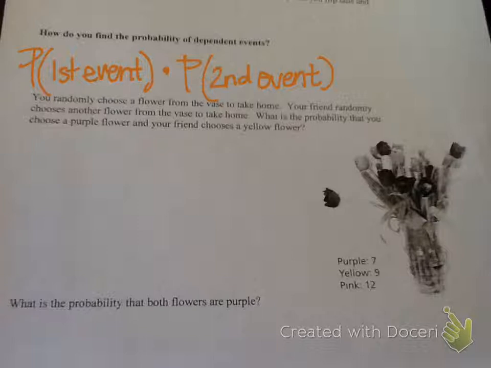Alright, you randomly choose a flower from the vase to take home. Your friend randomly chooses another flower from the vase to take home. What is the probability that you choose a purple flower and your friend chooses a yellow flower? So, let's see. The probability of choosing a purple flower. So here are my totals. 7 out of how many flowers total? Looks like 28.